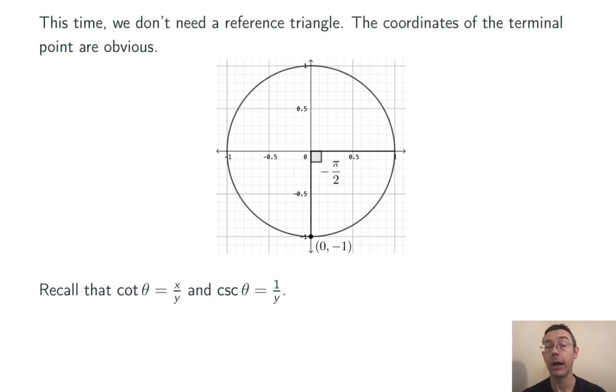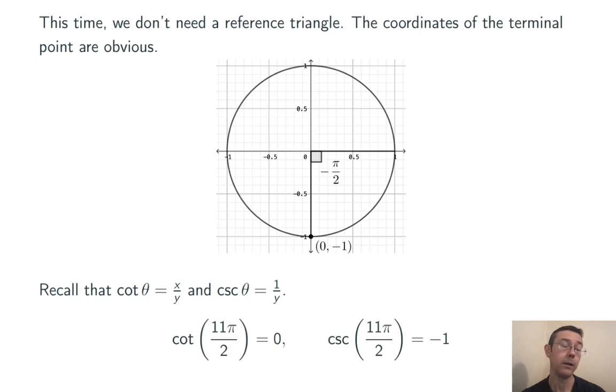Cotangent is x over y, and cosecant is 1 over y. So the cotangent of our angle in this case is going to be 0, and the cosecant is negative 1.